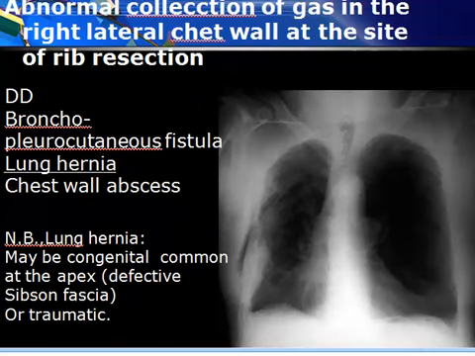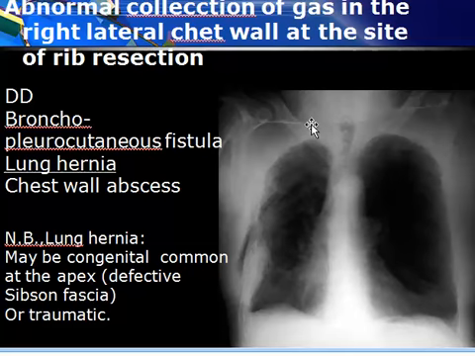Abnormal collection of gas in the right lateral chest wall at the site of resection. Could be due to bronchopleurocutaneous fistula. Could be due to what we call lung herniation through the defect, or chest wall abscess. Lung herniation may be congenital at the apex, where we find the lung bulging up, and this is called the defective septum fascia, or sometimes due to trauma.